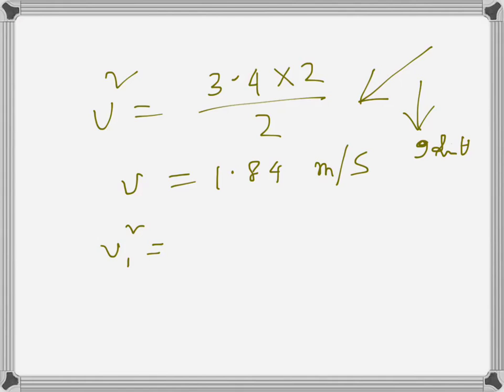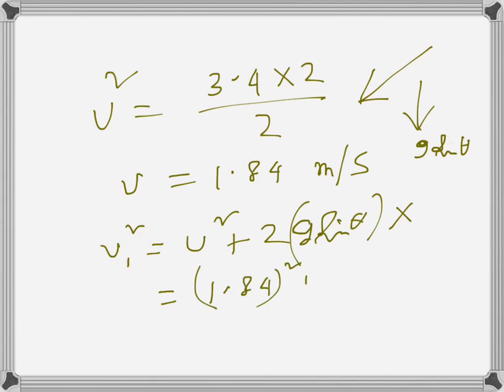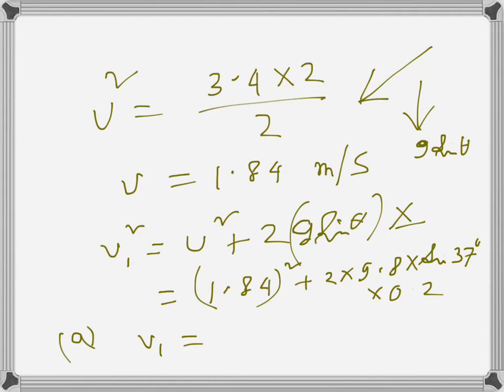So v1 square will be u square plus 2 g sine theta times x, where u is the initial velocity, the gravitational acceleration along the inclined slope is g sine theta, and x is 0.2, the compressed amount. So we have 1.84 squared plus 2 times 9.8 times sine 37 degrees times 0.2. So v1, when the spring is at relaxed position, which is the answer to question A, comes out to 2.4 meters per second.